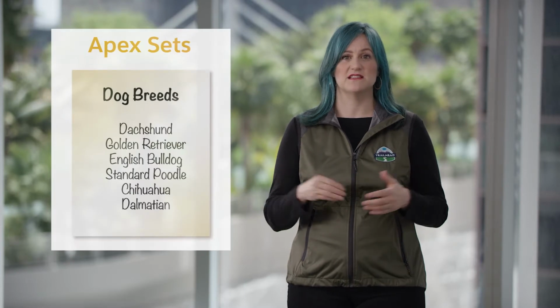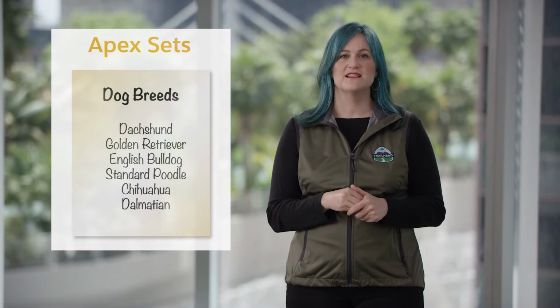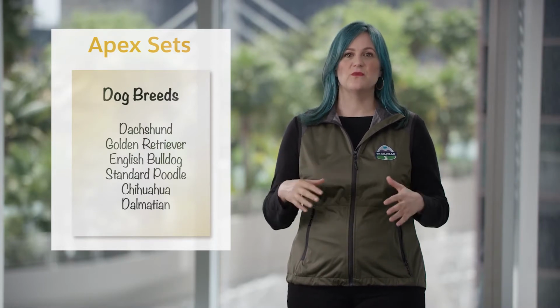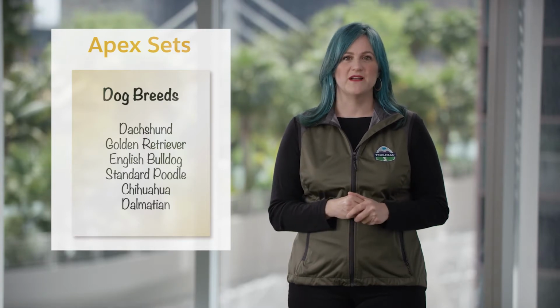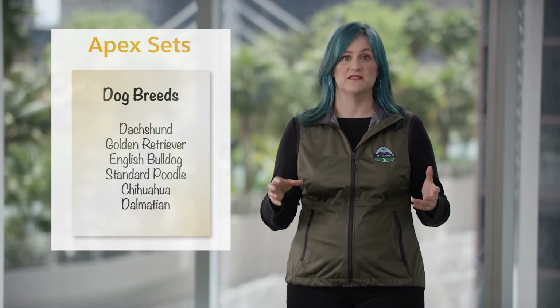Sets are very similar to lists, but with a couple of distinctions. First, while lists are ordered, sets are unordered. And second, each member of a set is always unique. Sets are great when you don't care about the order of the items and when you want to prevent duplicates.